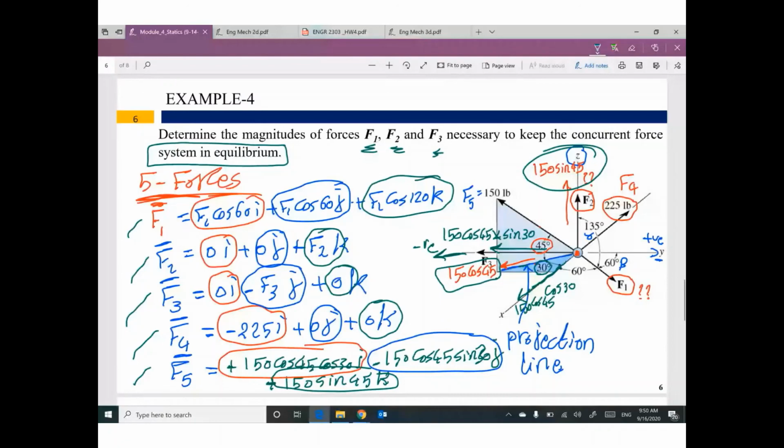So guys, the only key in any problem in 3D, first step, you have to break each force into 3 components. Once you are done, your problem is 80% or 70% done.